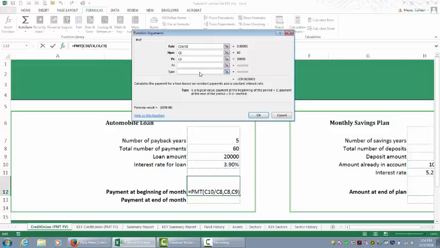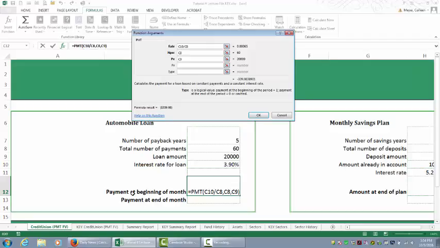And as far as the type, this is where we're going to change this later on, but type represents a logical value, and a logical value, anytime you read that, means it's a 0 or a 1. And in this case, the payment at the beginning of the period, we would type a number 1 in this argument. If we're going to make the payment at the end of the period or the end of the month, we would type a 0 or leave it alone.